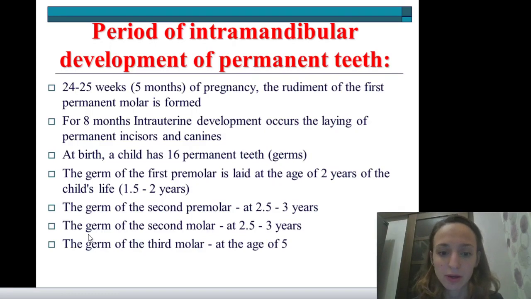At 8 months of intrauterine development occurs the laying of permanent incisors and permanent canines. At birth, the child has 16 permanent teeth, 16 germs. The germ of the first premolar is laid at the age of 1.5 to 2 years of the child's life. The germ of the second premolar at 2.5 to 3 years, and the same for the second molar. The germ of the third molar is laid at the age of 5 years.